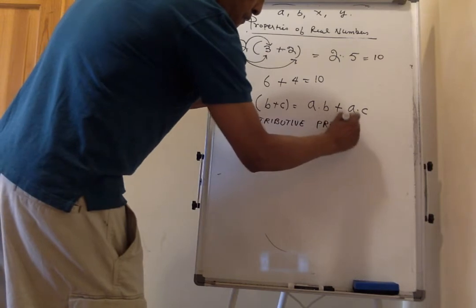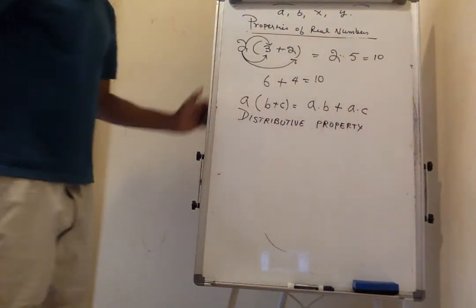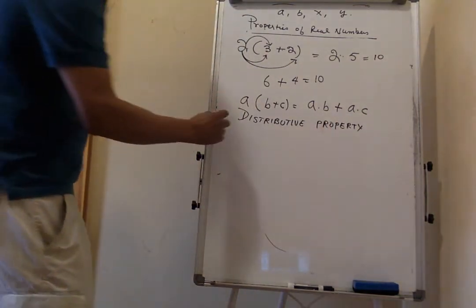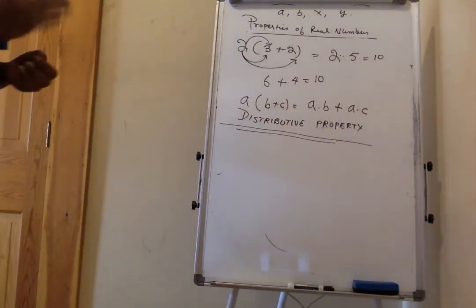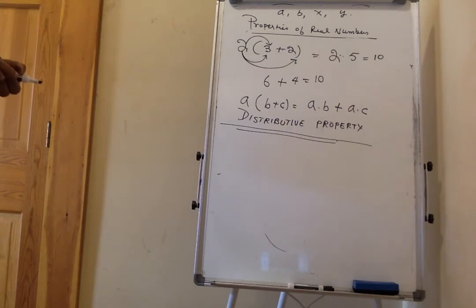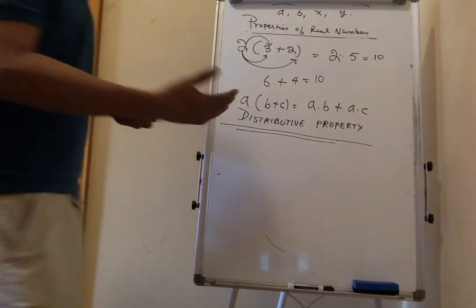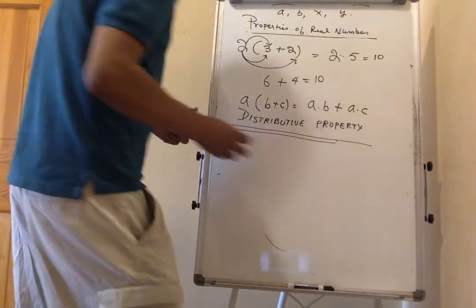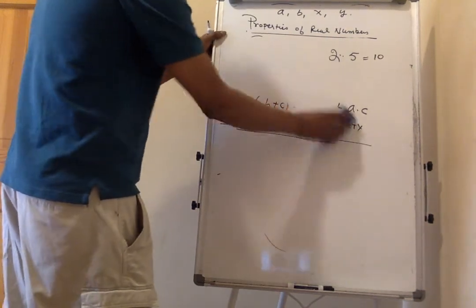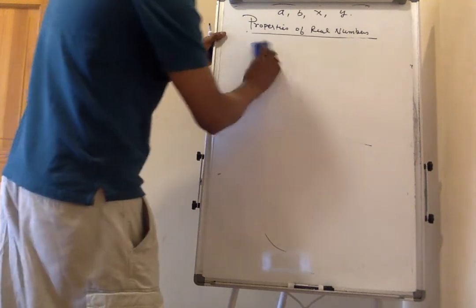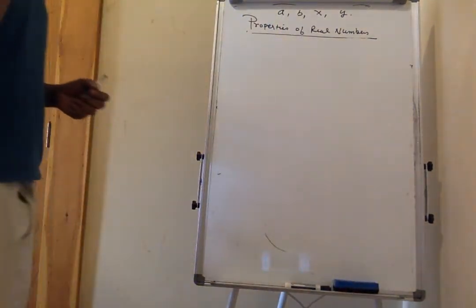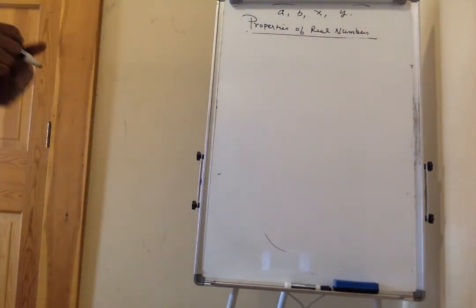Okay. Distributive property. So these are the four preliminary properties of real numbers. Then we have something that we need to look at. This is not that hard, but just only to see it as a concept.